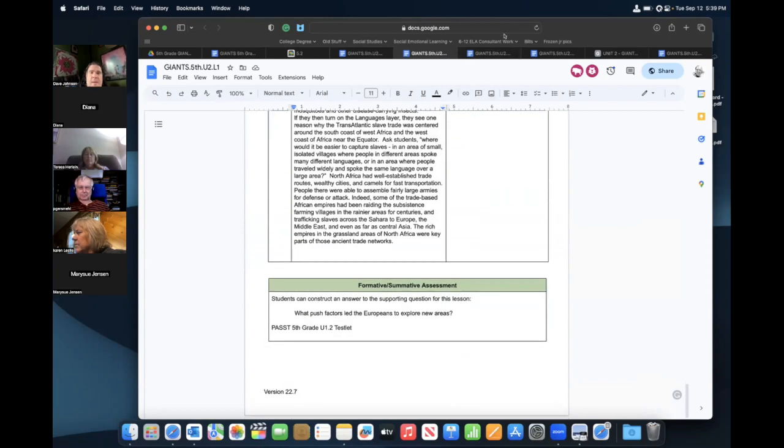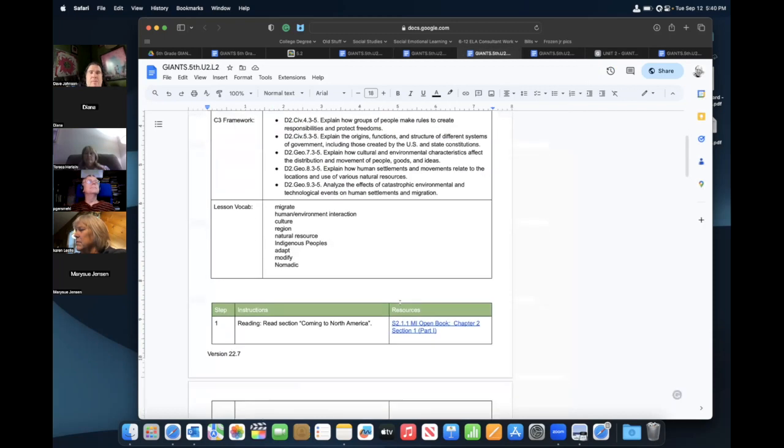And then our formative and summative assessment, when you finally get to the end of this unit, is to really have kids do something centered around what push factors led Europeans to explore new areas. So you could treat this as a formative by having kids write their answers out so that you can gauge how well I did on those push and pull factors. Or you can put a grade in the grade book. Just know that when you do that, it's no longer a formative assessment, it's a summative assessment because you're attaching points and grades to it. So you can use some of these either way.